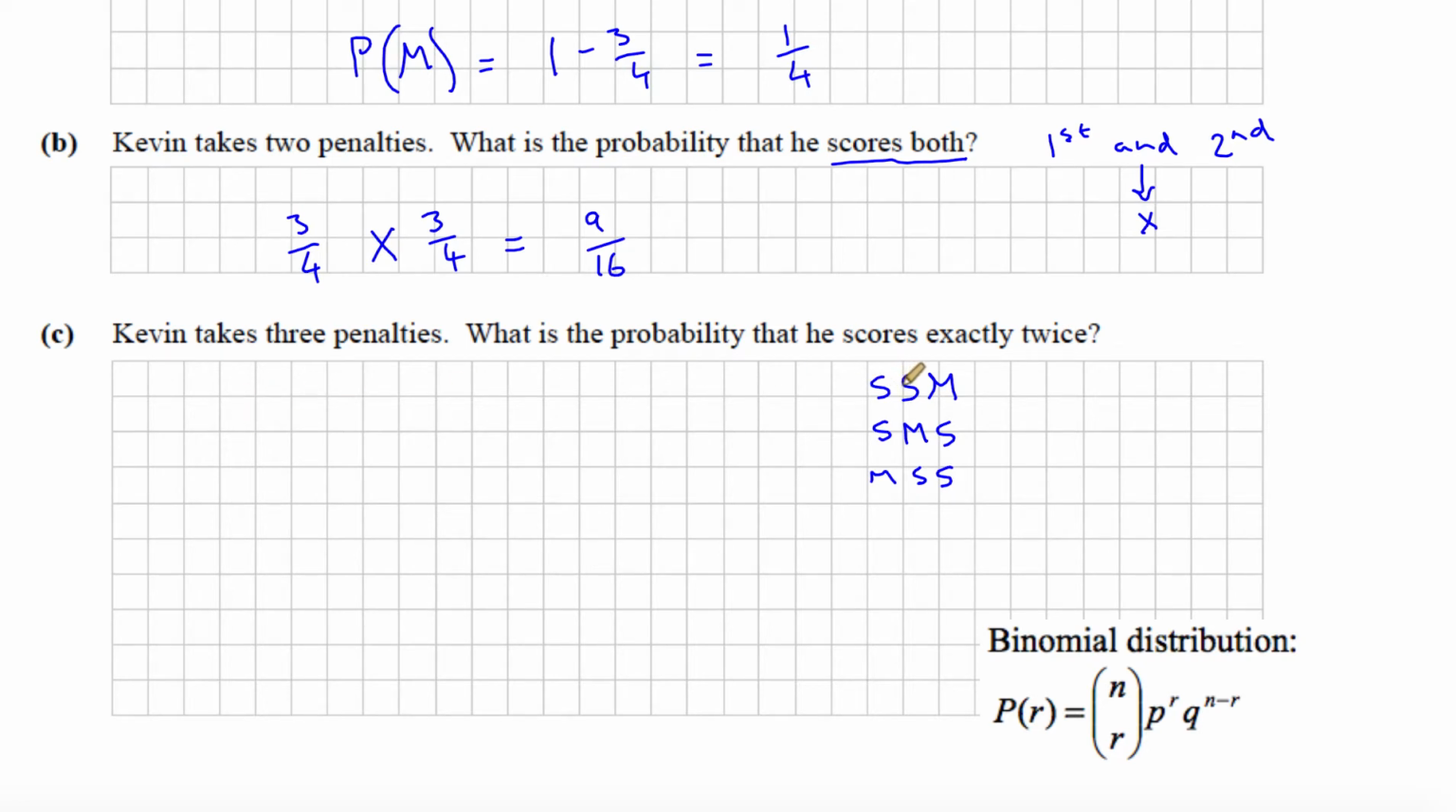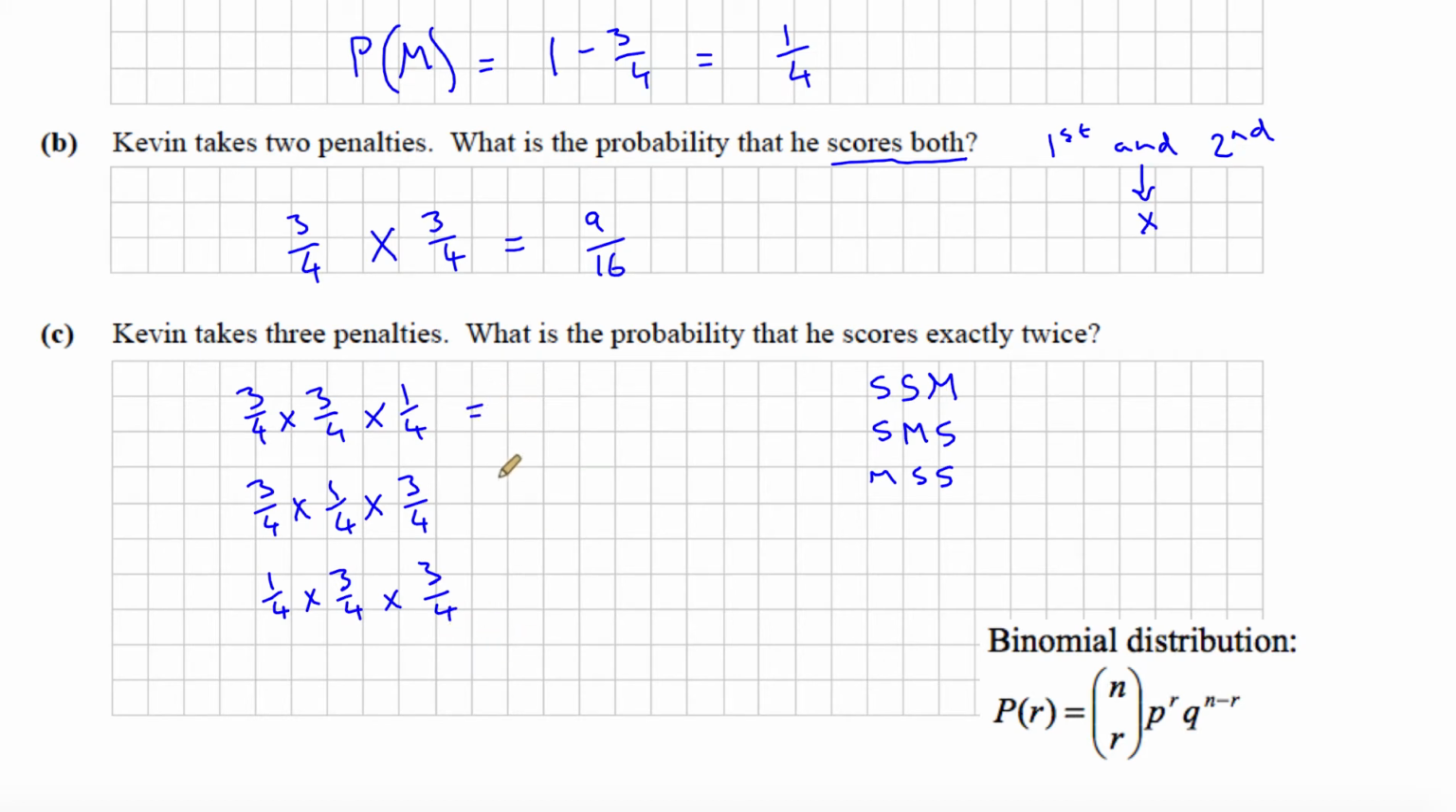So if Kevin takes 3 penalties, the probability that he scores exactly twice would be, well, the first one, score, score and miss. So that would be 3/4 and 3/4 and a miss, 1/4. So that's the first one. So it's this, or it could be this. So it could be 3/4 and a miss, 1/4, and another score, 3/4. Or it could be miss, which is 1/4, and a score, which is 3/4, and multiply sign, another score, which is 3/4.